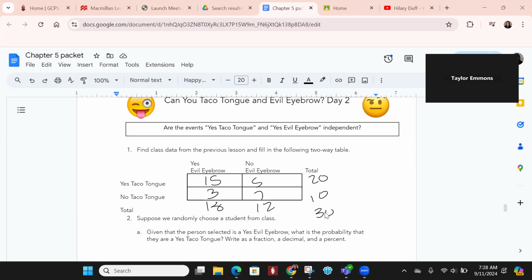Okay, so you had this information, right? We're taking a look at, given that the person is selected yes, evil eyebrow, what is the probability they are yes, taco tongue? So whenever we see the word "given," this is going to be whatever the bottom is. So out of the total evil eyebrow, how many yes, evil eyebrow did we have? So out of the 18, what is the probability they are yes, taco tongue? So how many of them were yes, taco tongue? Okay, done. That's it. Given goes on the bottom. Good. Okay, there is a conditional probability question.